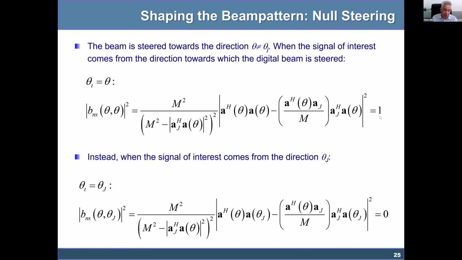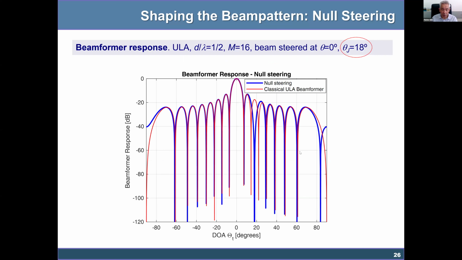So it passes undistorted. If the signal comes from the direction of the interference, obviously it is killed. So if theta t is equal to theta j, in place of theta t, here you put theta, here you put theta j. In that case, obviously the signal is killed because by construction, this beamformer kills everything coming from direction theta j. This is exactly what we want to achieve.